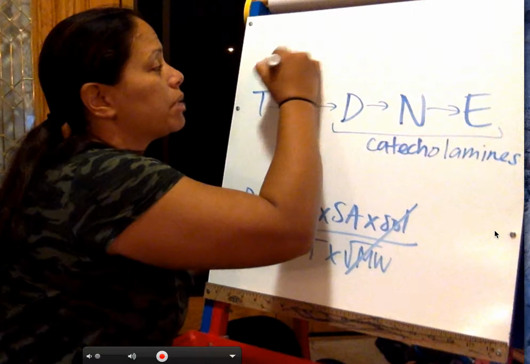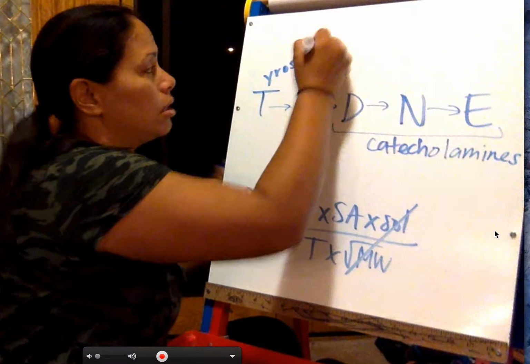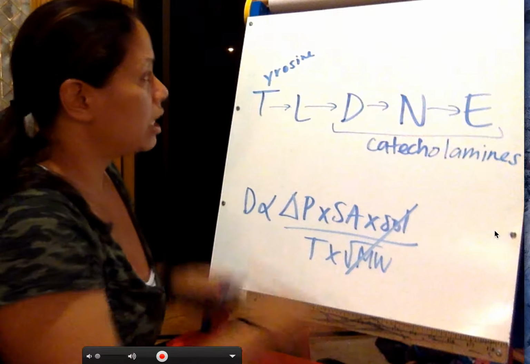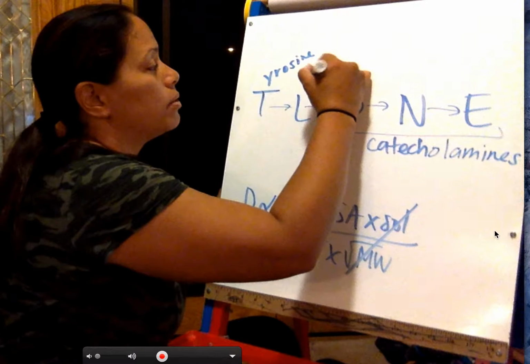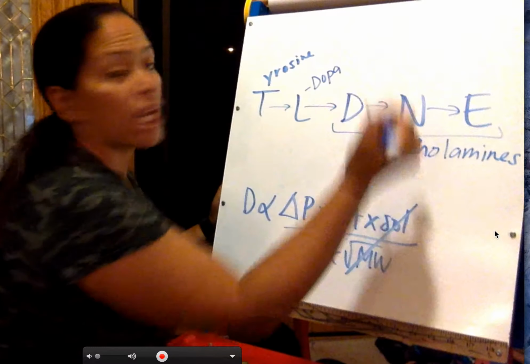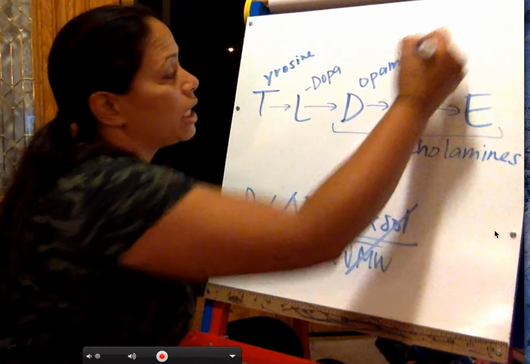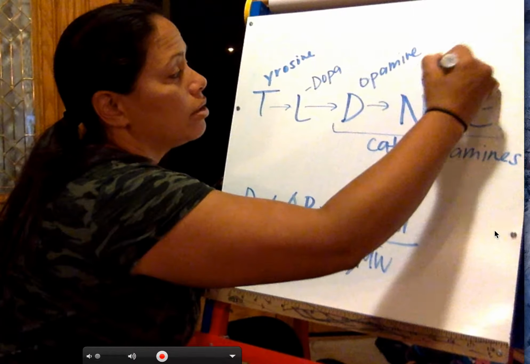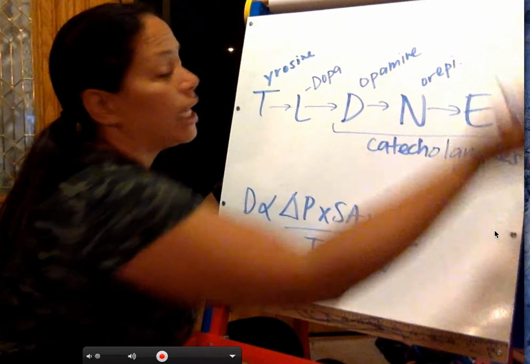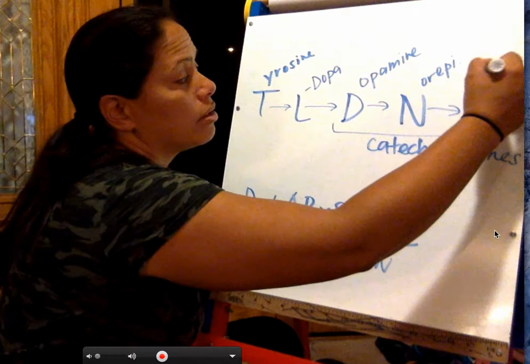So we start off with something called tyrosine. And then tyrosine is converted to L-dopa. L-dopa is then converted to dopamine. Dopamine can be converted to norepinephrine and subsequently to epinephrine.